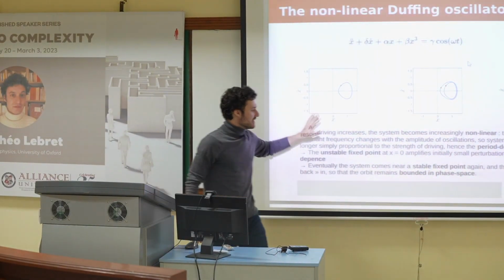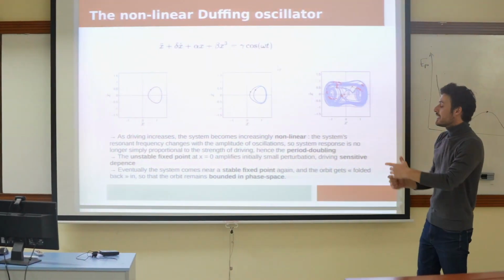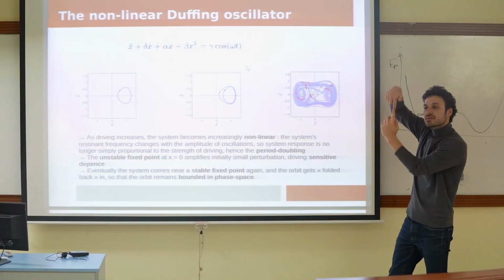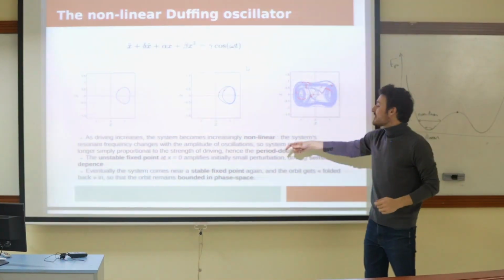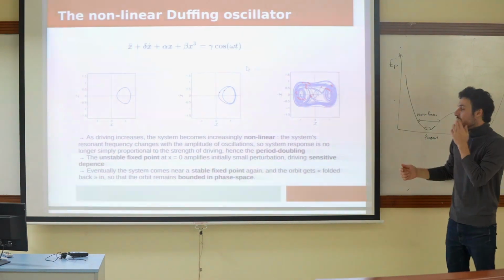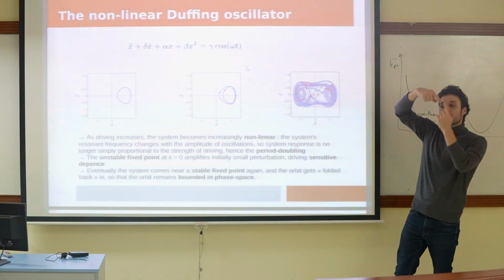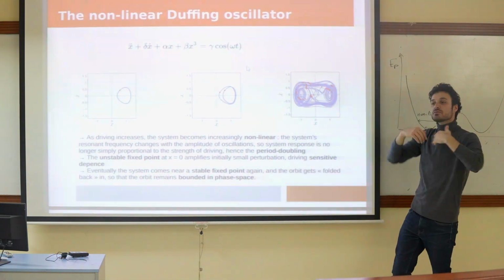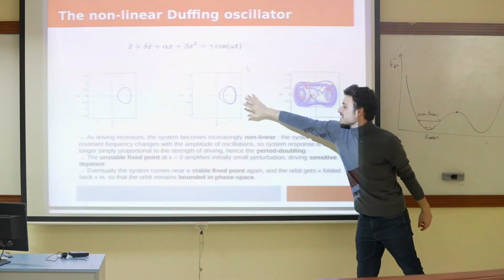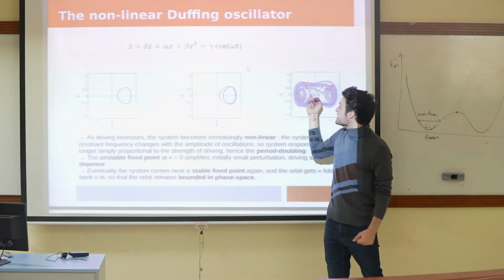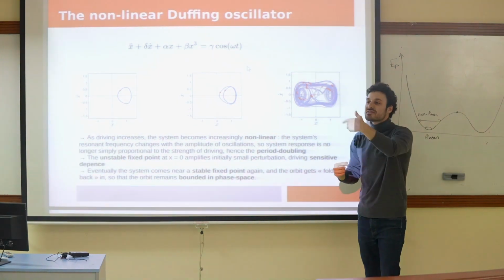Okay, the take home here is that as driving increases, the system becomes increasingly nonlinear, which means that the resonant frequency of the system, its response to driving, will change with the amplitude of oscillations. This means that you're no longer in the linear regime, your response is no longer proportional to the driving. You go through period doubling. This is this bit. Then at some point, the unstable fixed point comes in. It starts driving the sensitive dependence, right?